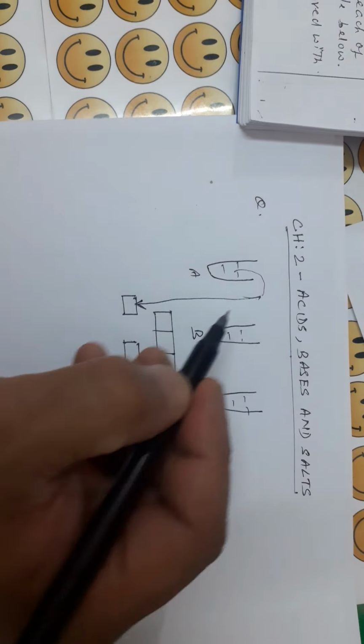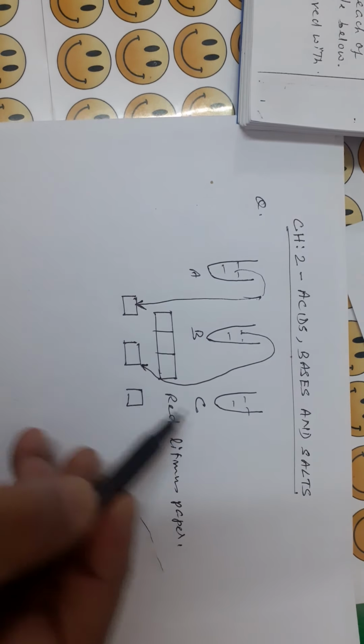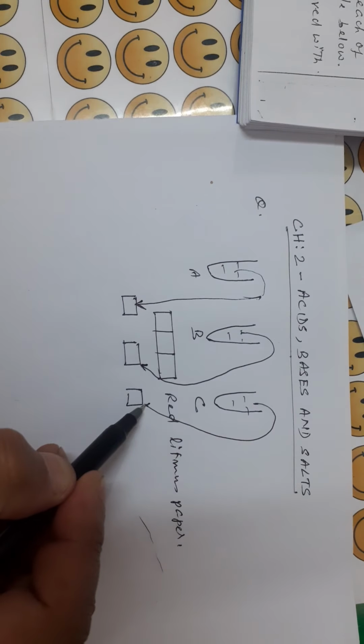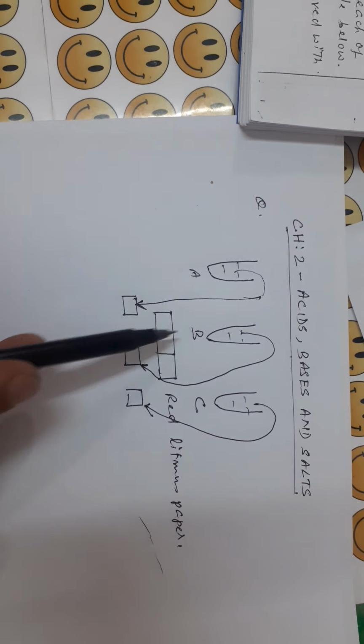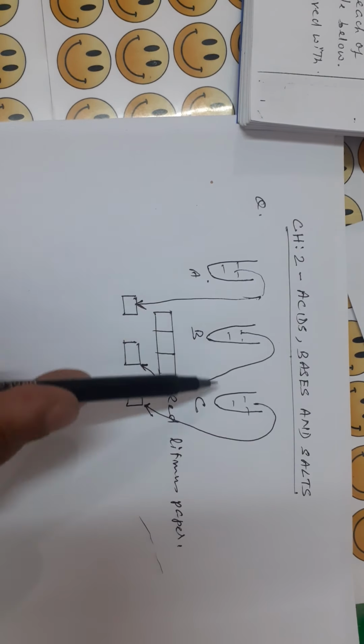Then take 2-3 drops of this and put it here. Take 2-3 drops of this and put it here. Now surely we know one of them is acid, base, and neutral, but we don't know which one is which.